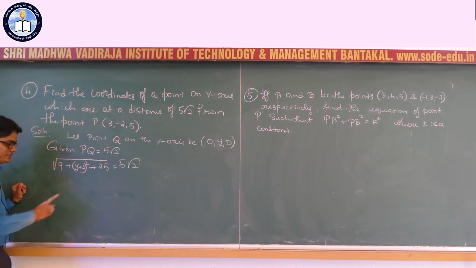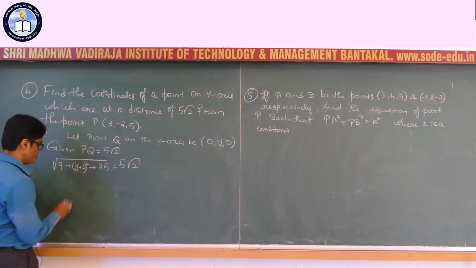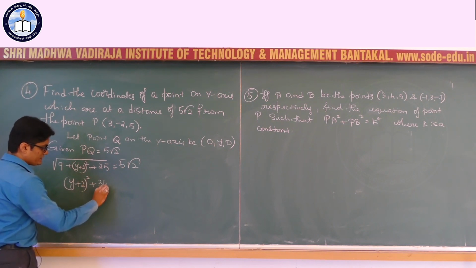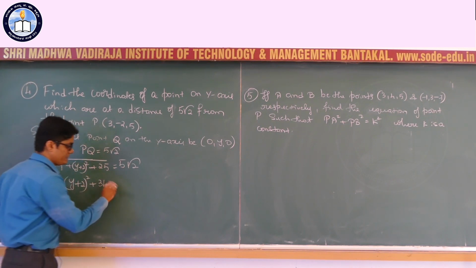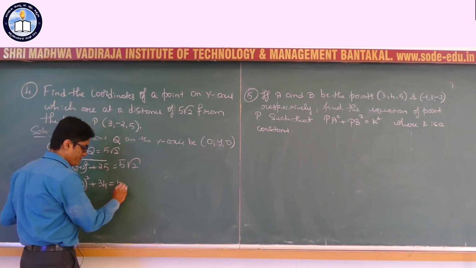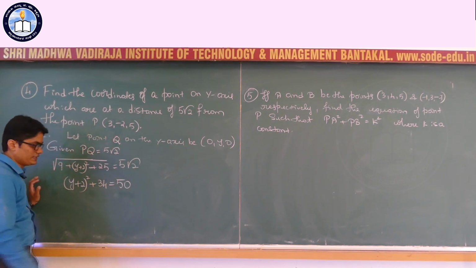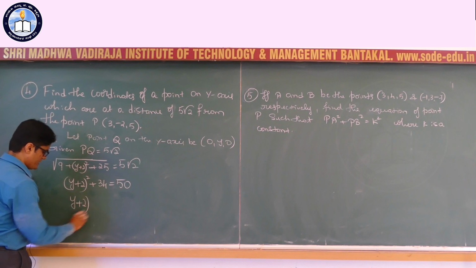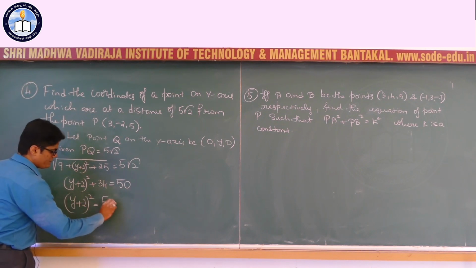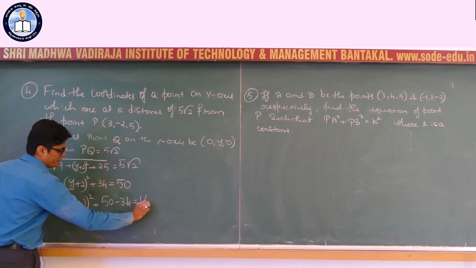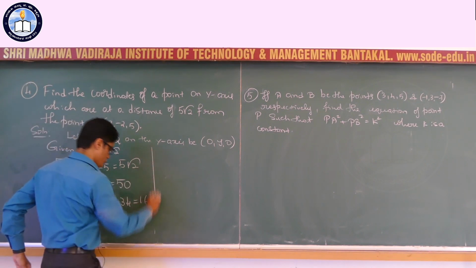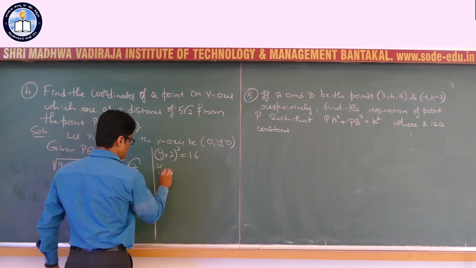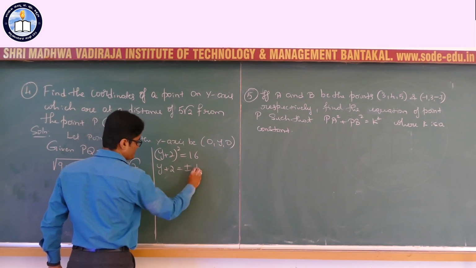What should we do next? Take square on both sides. So it is (y plus 2) whole square plus 34, since 25 plus 9 is 34, and the square root cancels. Here 25 into 2 is 50. Correct? 5 square is 25, root 2 whole square is 2. So (y plus 2) whole square equals 50 minus 34, that is 16. So take square root on both sides, y plus 2 is plus or minus 4.